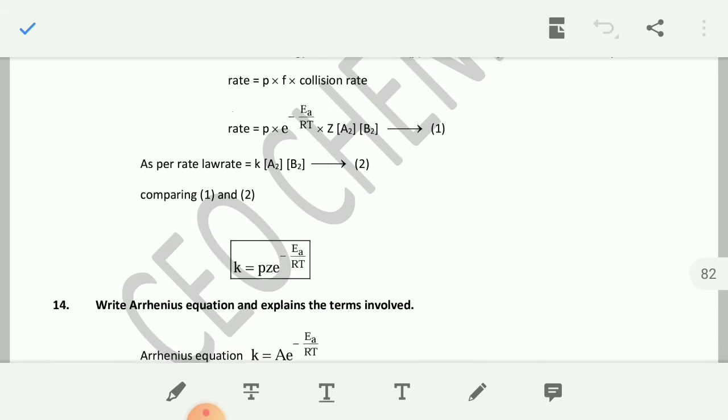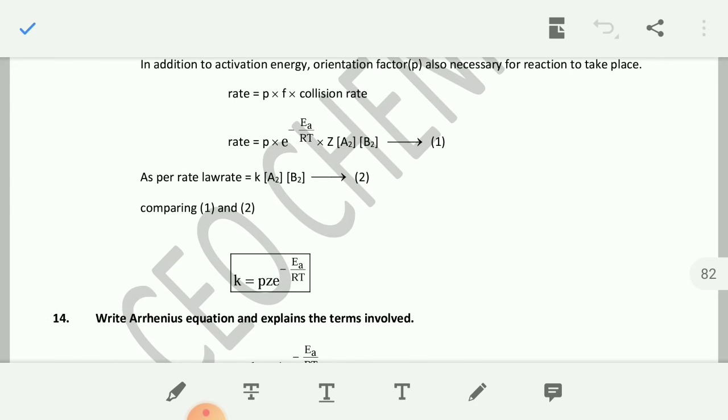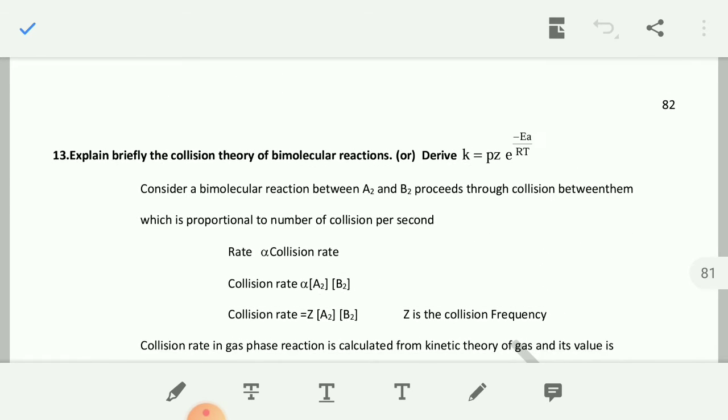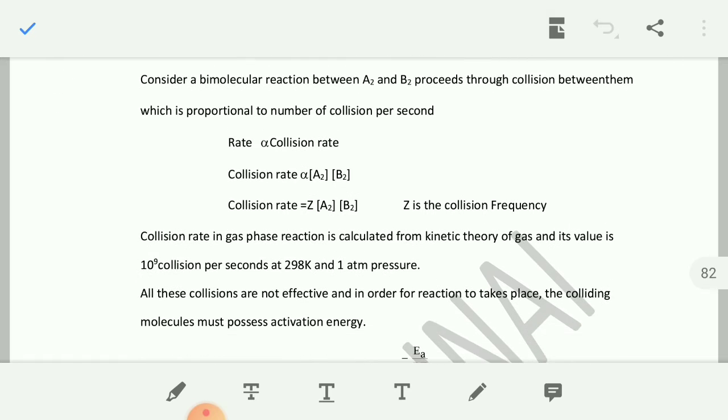As per the rate law, rate = k [A2][B2]. This is equation number 2. Now comparing equations 1 and 2, we get k = P into Z into e^(-Ea/RT). This is the collision theory for a bimolecular reaction, or derive k = PZ e^(-Ea/RT).